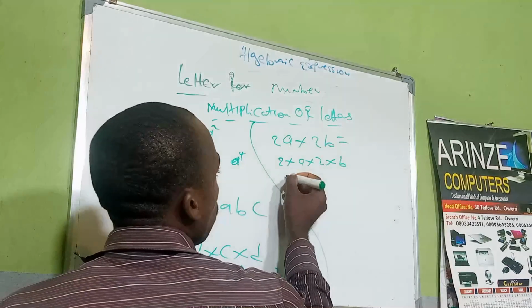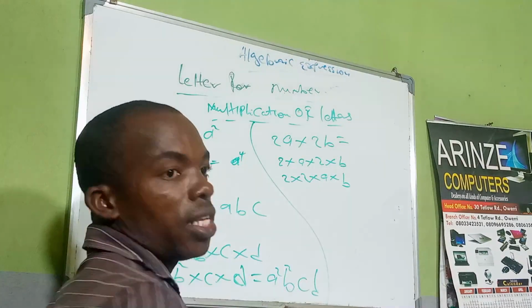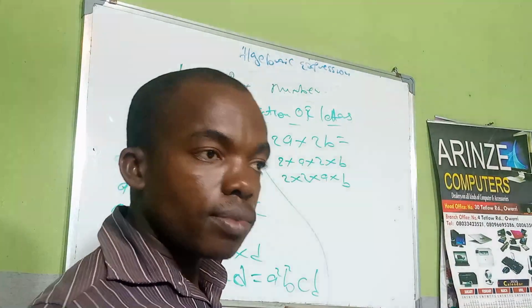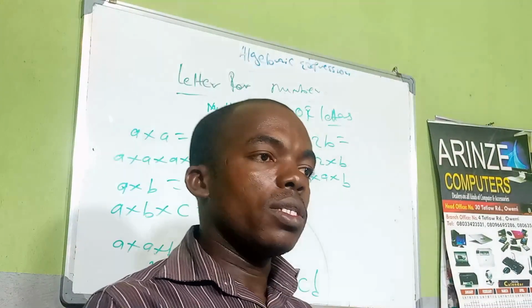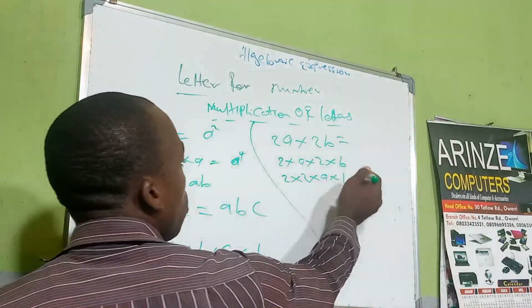We have 2 times 2 times A times B. Do you understand? Do you know that 2 times A and A times 2 are the same thing? Because 1 times 2 and 2 times 1, they are all the same. Do you understand? So we have 2 times 2 times A times B, which is what?